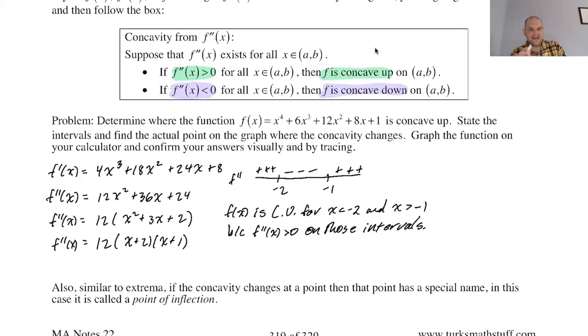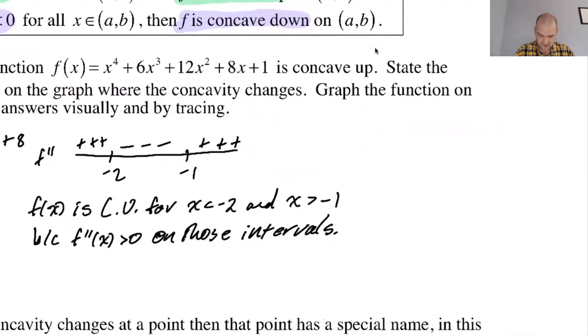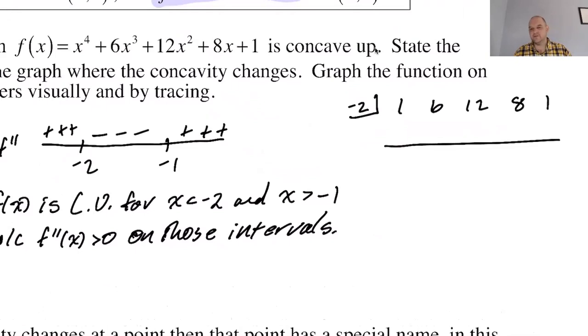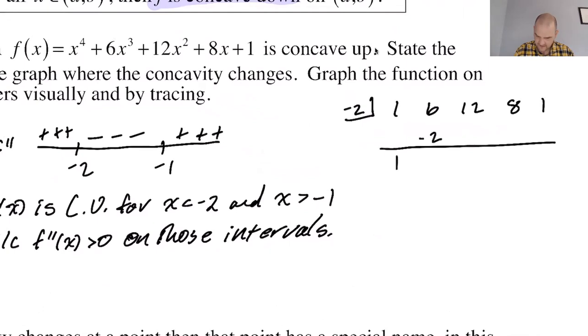Now what we want to do is find the actual points on the graph where the concavity changes. So I guess they're not that bad. I'm inclined to use a calculator for that, but let's do synthetic substitution instead. So -2, and then it'll be 1, 6, 12, 8, 1. You could also just sub it in, it's really not that bad, but I like to review this whenever I can. Drop down, multiply, add down, multiply, add down, multiply. That's interesting. Add down, so I just get 1.